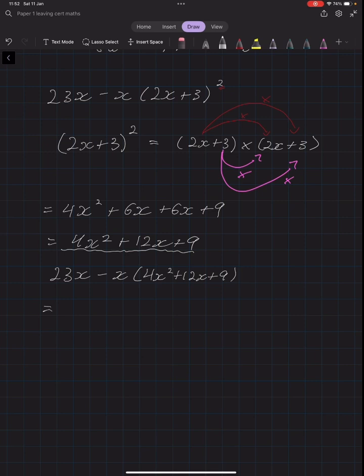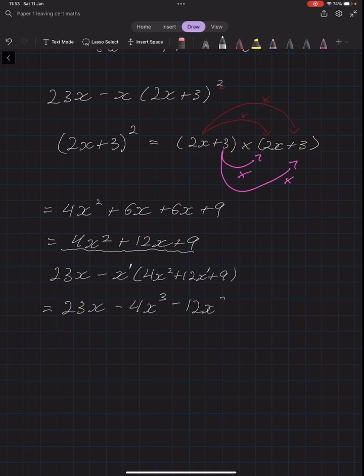Okay, and this is 23x minus 4x cubed. Whenever you're multiplying and the numbers are the same, so in here we have x's multiplied by x's, you always add the powers. That's where the x cubed has come out of. I said 1 plus 2 is 3, and therefore it's x cubed.